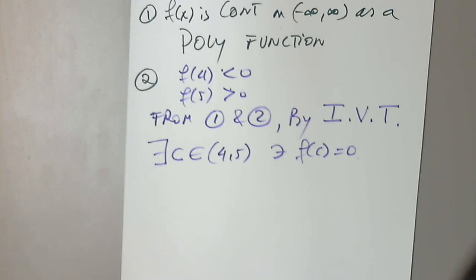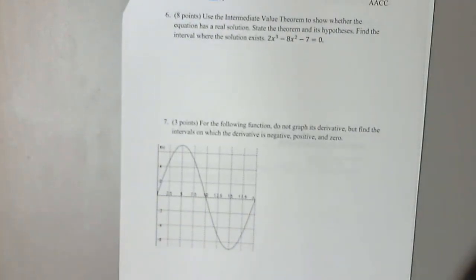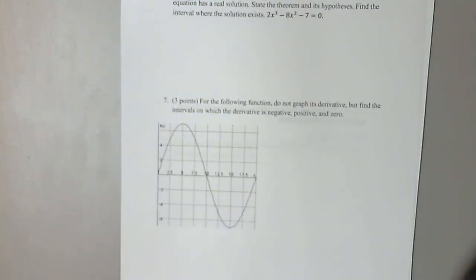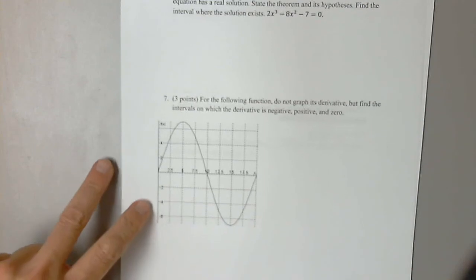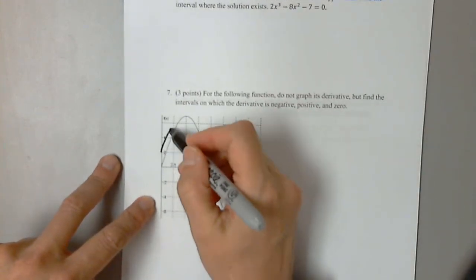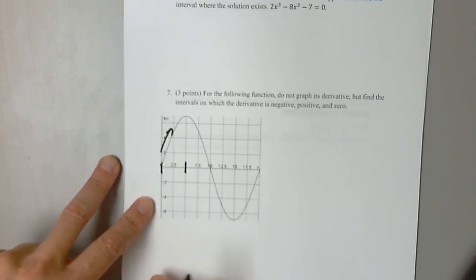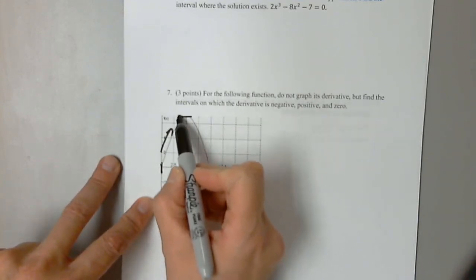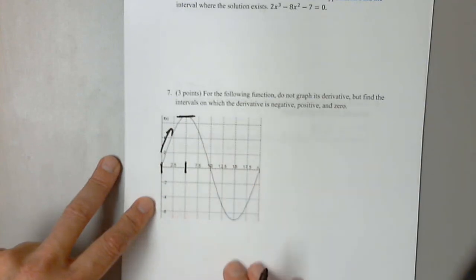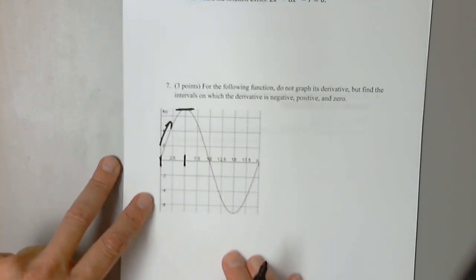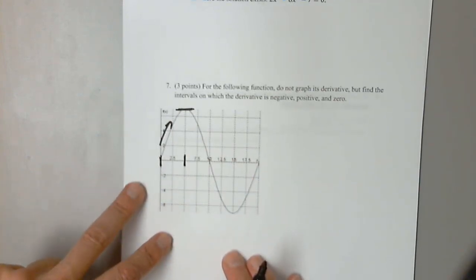Number 7. Okay. Let's discuss or look at this graph for a moment. I see the function is increasing between this piece and this piece, correct? I see at the top here, the tangent must be 0. The slope of the tangent, sorry. The slope of the tangent must be 0.